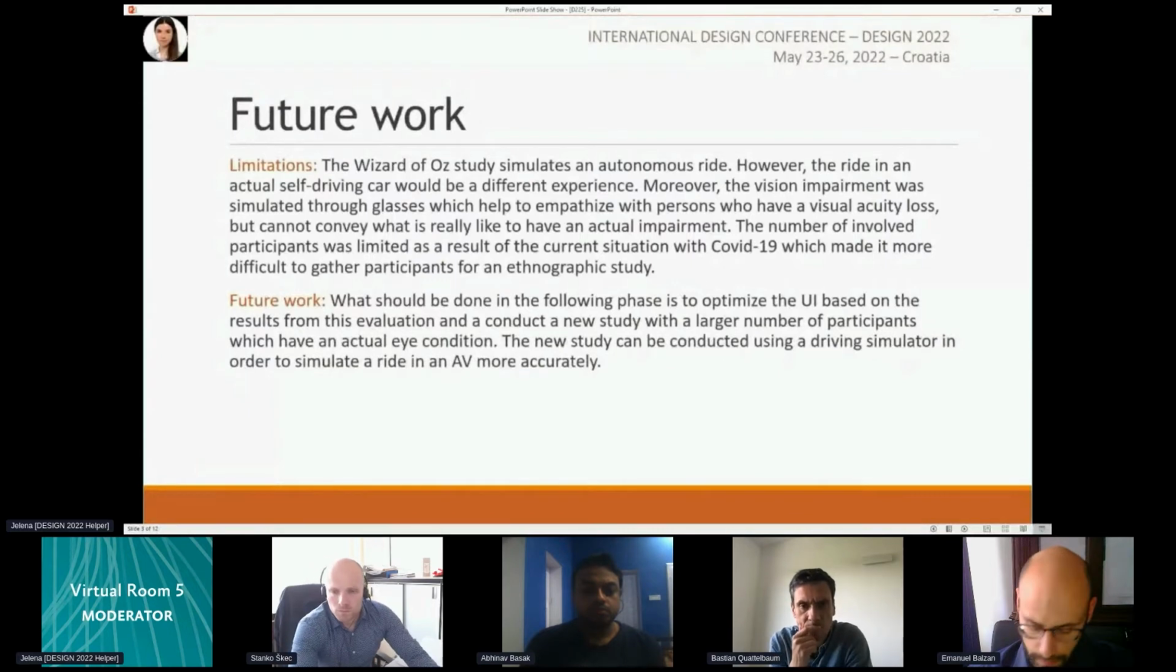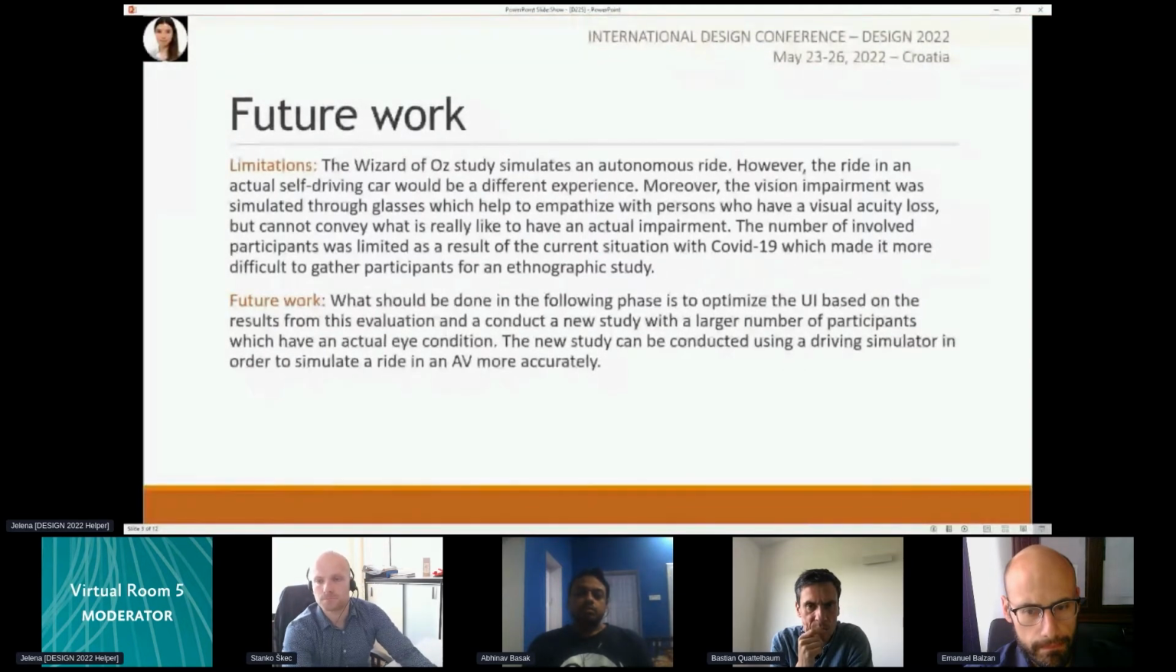In our experiment, the driver was hidden, but the participants were still aware of his presence, which might interfere with the perceived feeling of safety. Moreover, the vision impairment was simulated through glasses, which helped to empathize with persons who have a visual acuity loss but cannot convey what it's really like to have an actual impairment. And another point is that the number of involved participants was limited due to the current situation with COVID-19, which makes it difficult to gather participants for an ethnographic study.